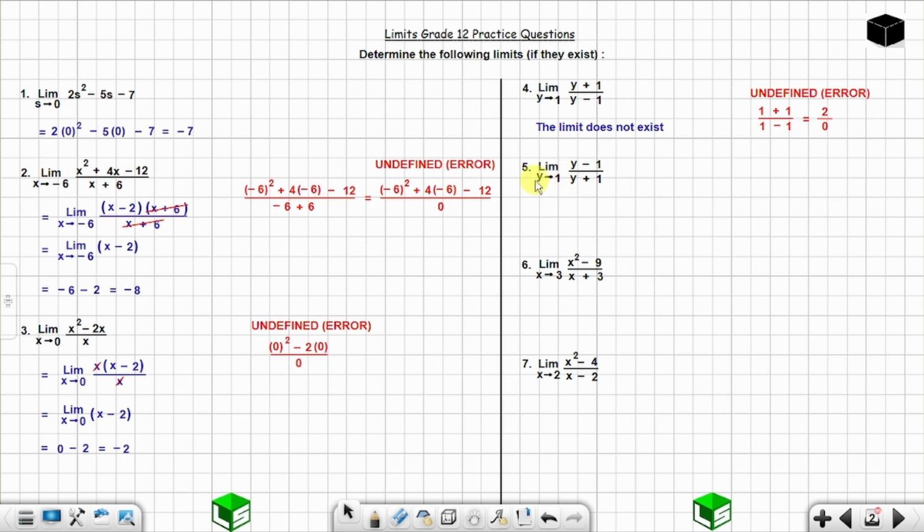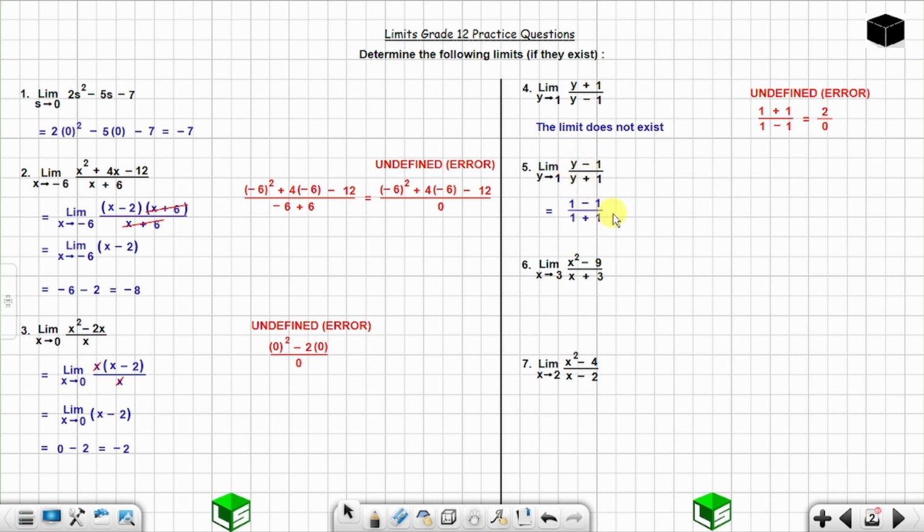Okay, because you've got y approaches 1. Okay, the limit as y approaches 1. You are going to plug 1 wherever you have y. So this is equal to 1 minus 1 over 1 plus 1. Okay, you plug 1 wherever you have y. Okay, 1 minus 1 over 1 plus 1. Like this.